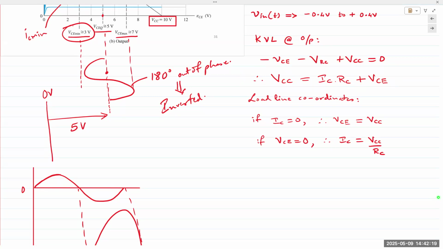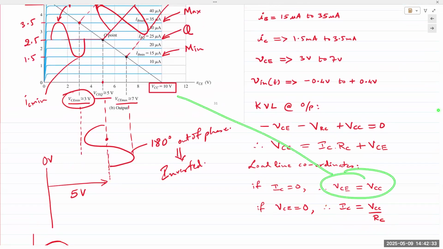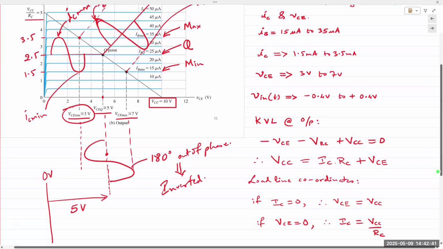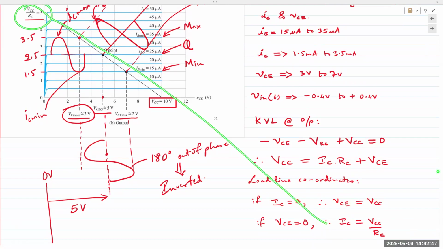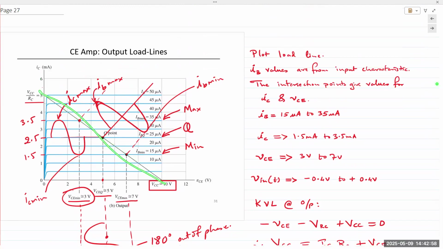To obtain the 2 points, we plug in IC equal to 0, and then VCE equal to 0. We obtain VCE is equal to VCC, which is this point right here, 10 volts. And then IC is equal to VCC over RC, which is this point right here, 5 milliamps. Once we have those 2 points, we join them to make the load line.